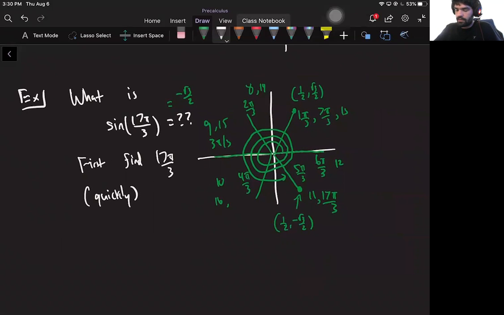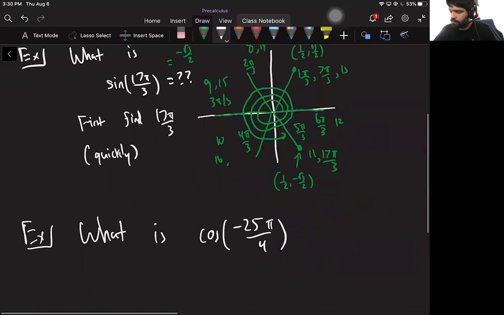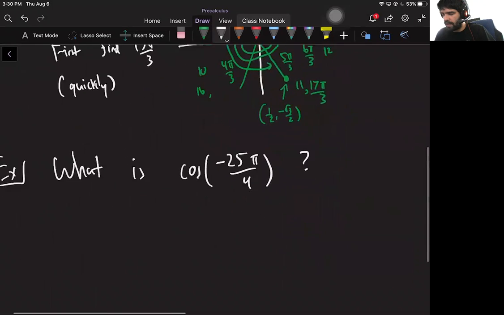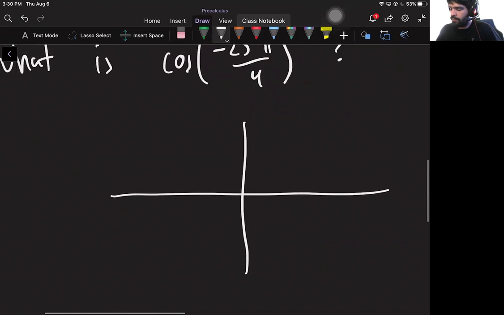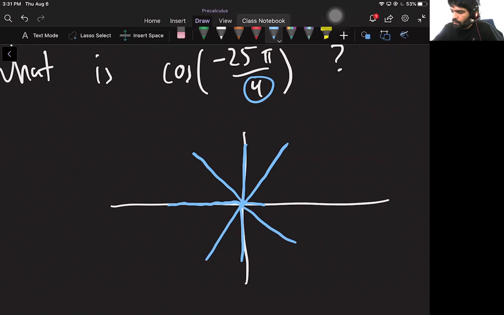We can rotate backwards, meaning we can ask questions like, what is cosine of negative 25 pi over 4? Something like that. And then we can tackle it the same way, but we just have to rotate backwards because we're looking for a negative rotation. So I still just cut the top into that many slices. So it's 4 slices. So 1, 2, 3, that's going to be 4 pi over 4s, 5, 6, 7, 8.